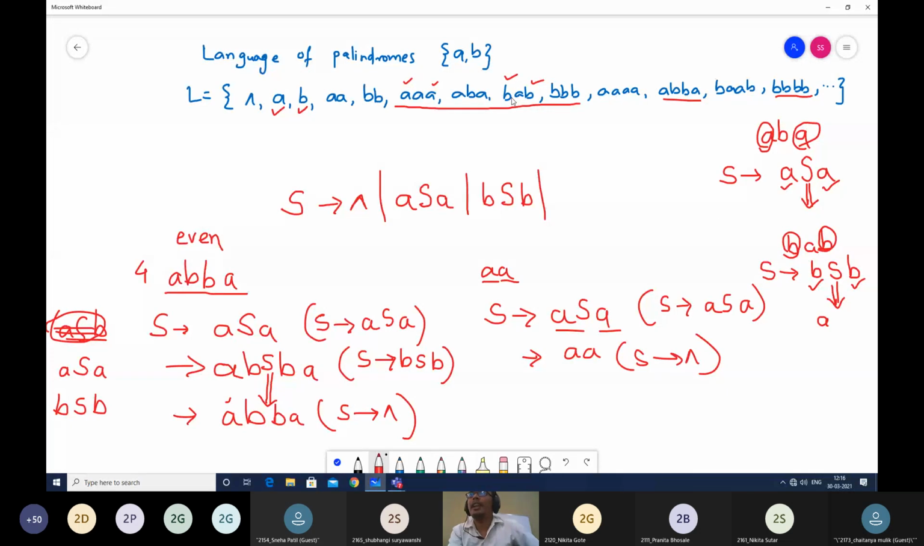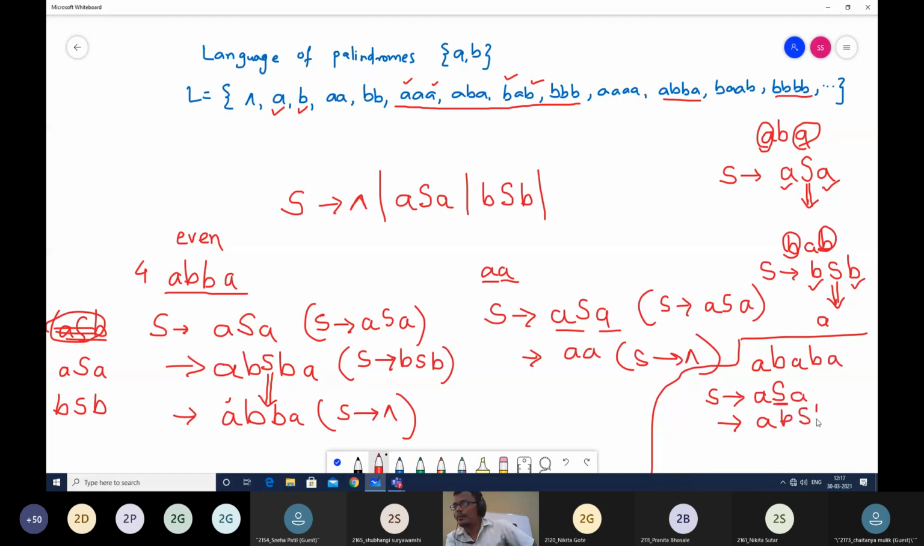So when I am having odd length palindromes, for example, I can take a 5 length palindrome also. Suppose I am having an ABABA kind of string, okay? 5 length string, ABABA. Then first I'll have ASA, correct? Then for this S, again I'll have BSB, correct? Then for this S, now I should be able to get this A, correct?